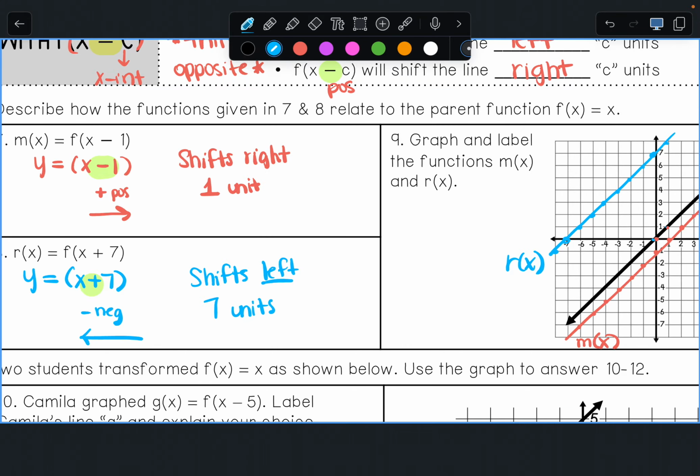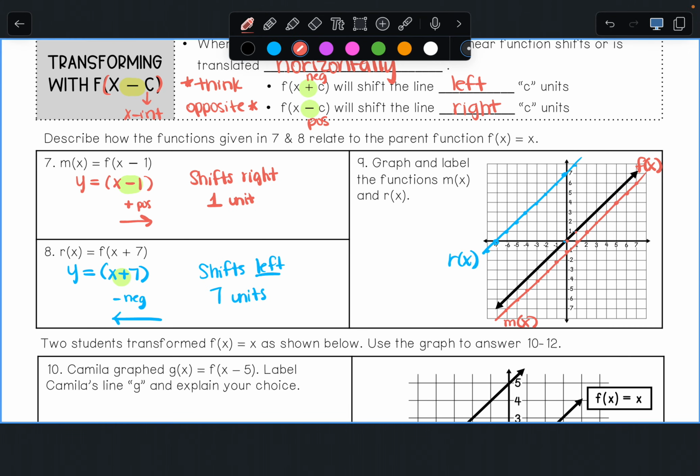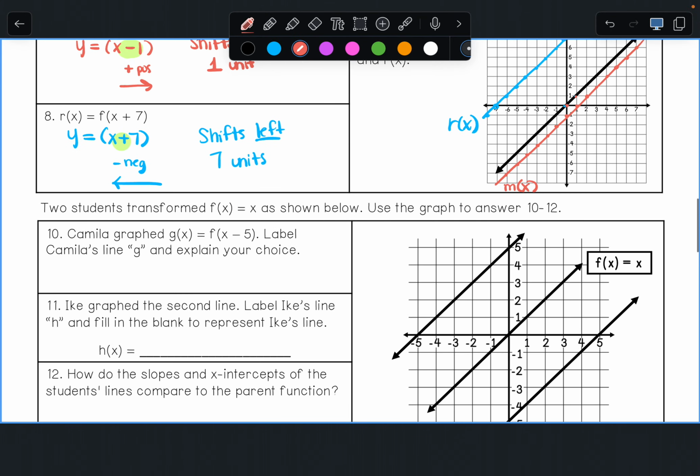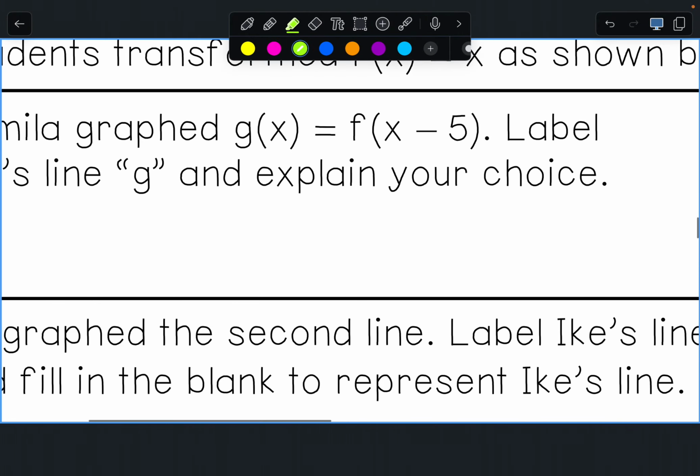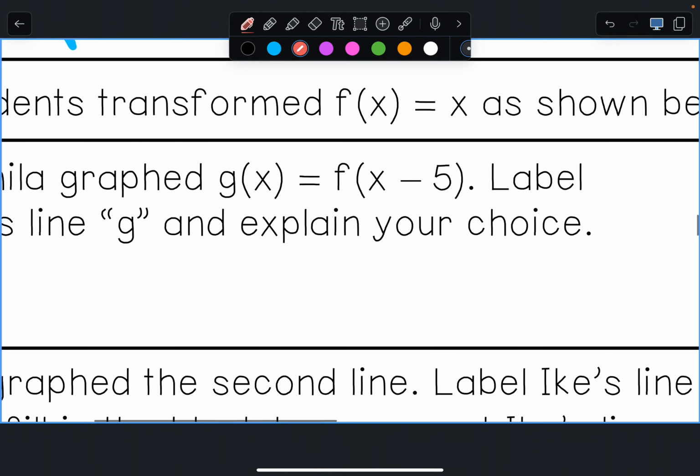Number 10 through 12. Everybody got it? All right. So, number 10. Camila graphed g of x is f of x minus 5. I know it's not the middle line because the middle line is my parent function. But to know which one of the other two it is, I need to switch it back to slope-intercept form. G of x switches back to y equals, take f off, and leave the x minus 5.